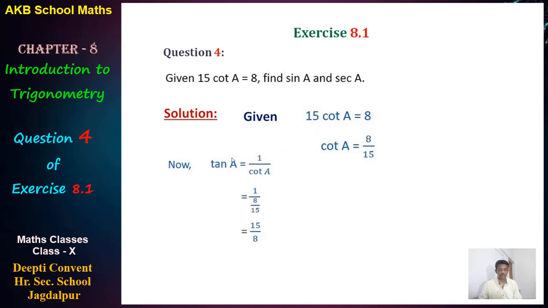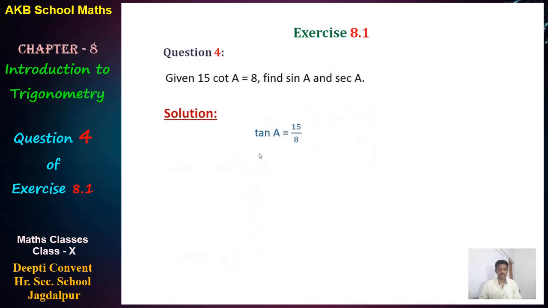Now tan A equals what? 1 upon cot A. Tan is our basic ratio, so we have to find tan A. Tan A equals 1 upon cot A. 1 upon 8 by 15 equals 15 by 8. That is, tan A equals 15 by 8. Now this is a ratio.